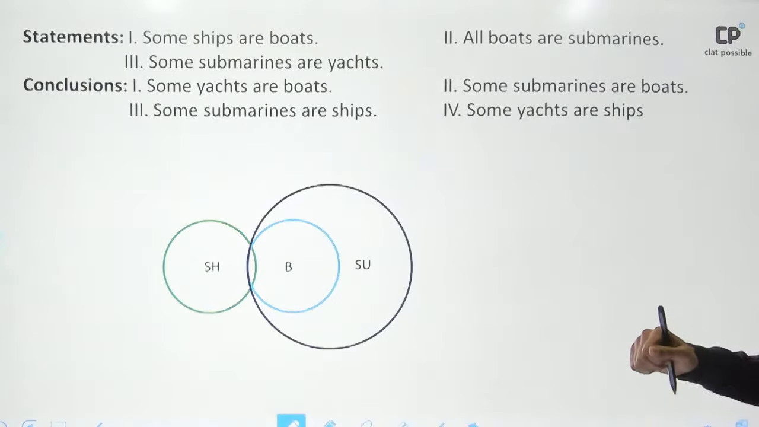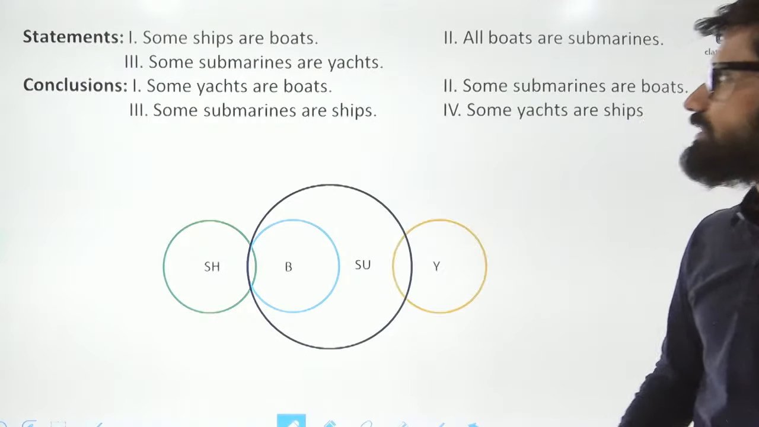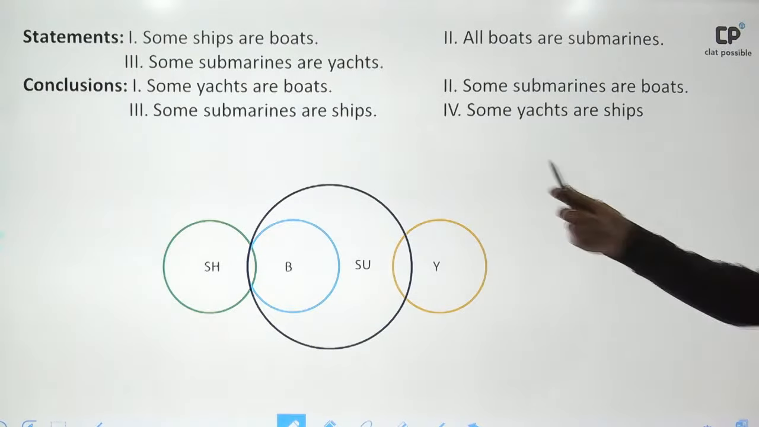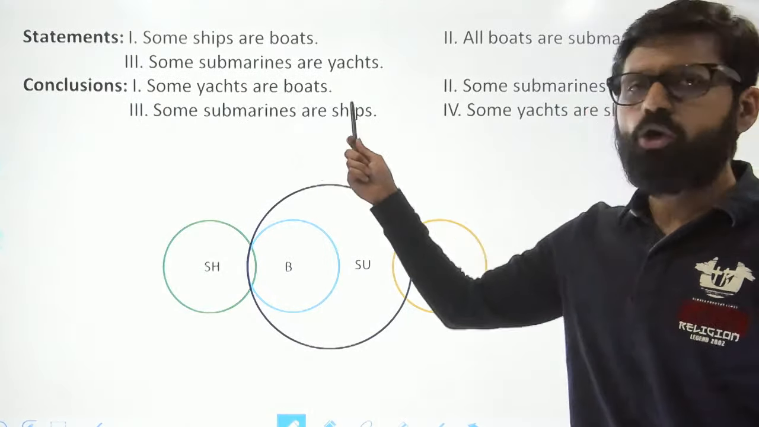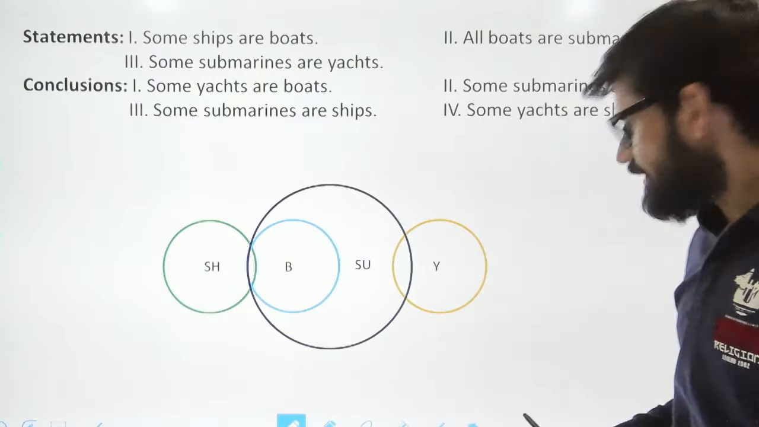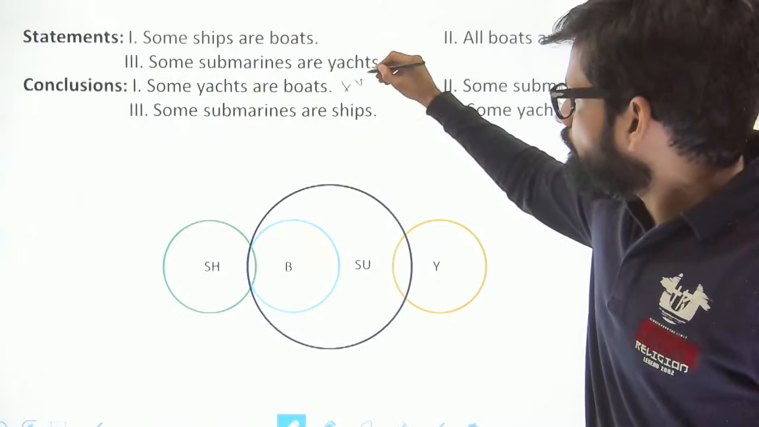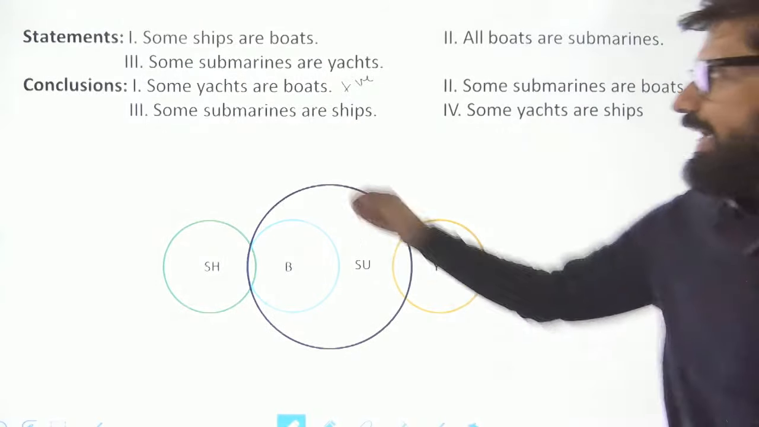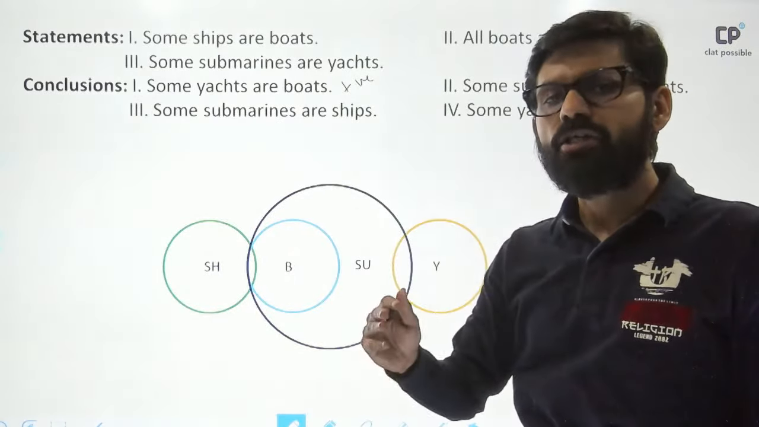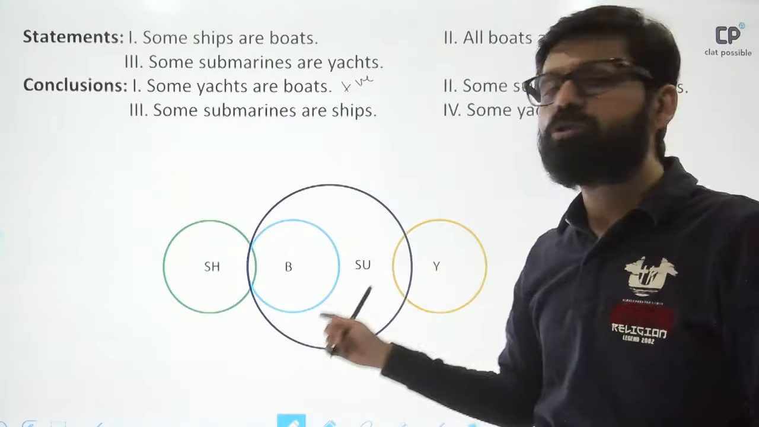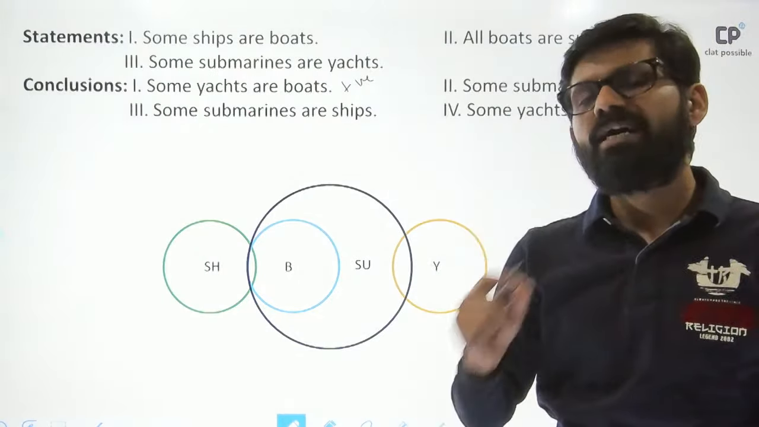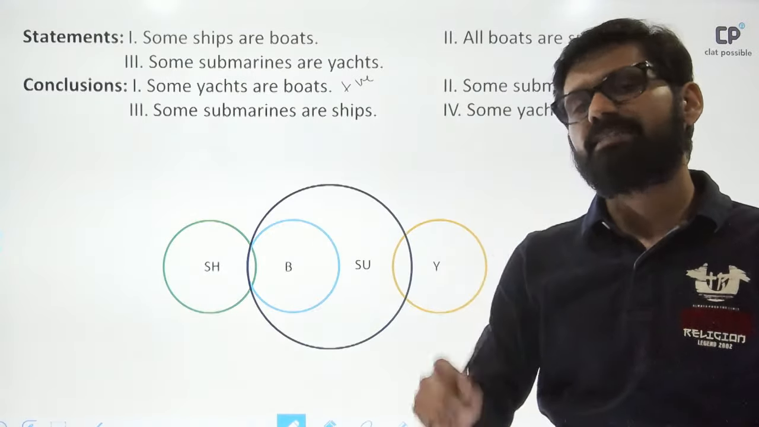Now, the third statement is some submarines are yachts. Now we look at conclusion 1. Conclusion 1 says some yachts are boats. Now conclusion 1 is a positive statement, right? And when we decide whether this positive statement follows from the given set of statements or not, we just have to look into the minimum overlap diagram. If we see some yachts are boats, then it follows. Otherwise, it does not. It is as simple as that.